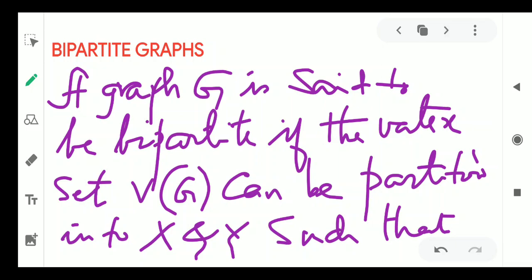So anyhow comes a very important definition, bipartite graphs. A graph G is said to be a bipartite graph if the vertex set V of G can be partitioned.